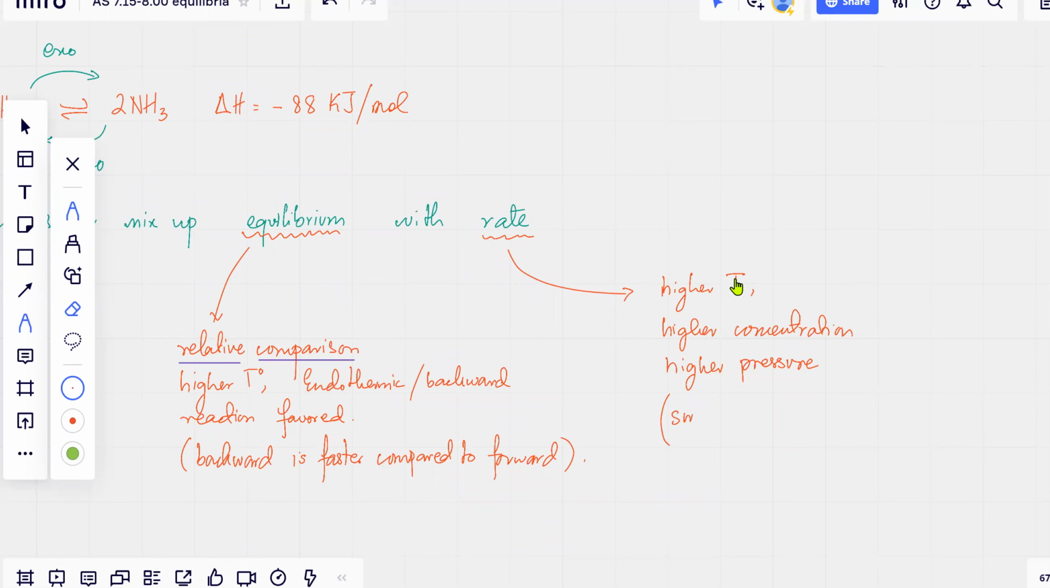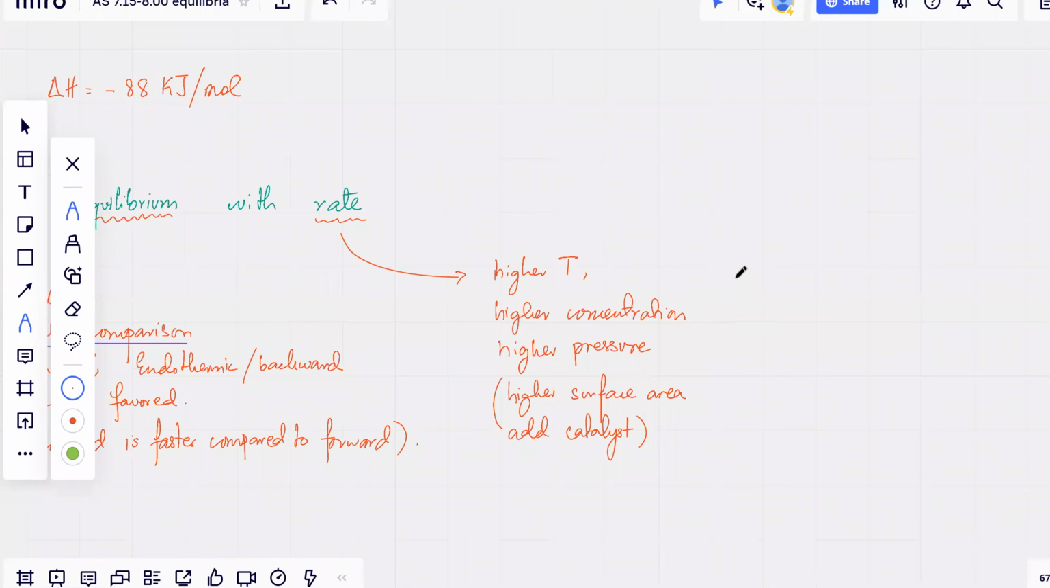So I'll just write that in brackets. So you can have higher surface area, or you can add catalyst as well. These would also speed up the reaction. So whenever you have these conditions, or the opposite of these conditions, it's always going to be a faster reaction.